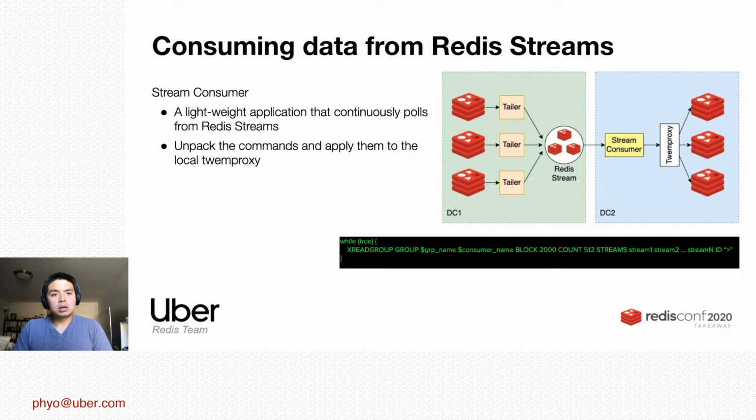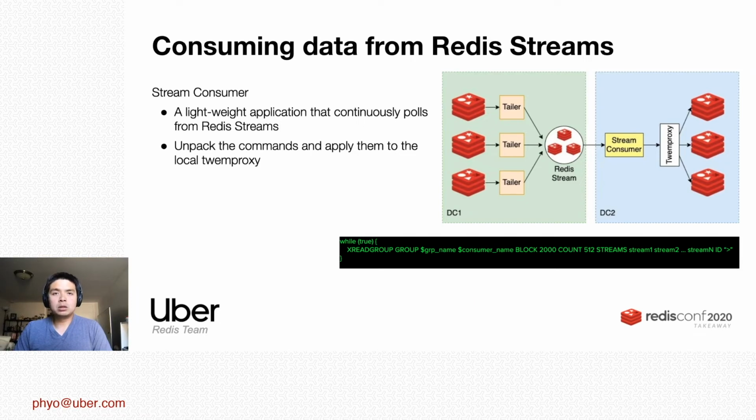Now, let's take a look at consuming data from Redis. As I mentioned before, Stream Consumer is a lightweight Golang application. It just continuously pulls from Redis Streams, unpacks the commands, and applies them to the local proxy, which eventually writes them to the Redis nodes.